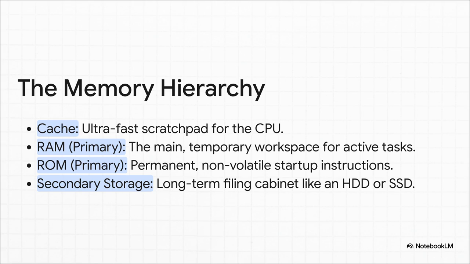The easiest way to get this is to picture a workshop. That huge filing cabinet in the corner where you keep everything long-term, that's your secondary storage, your hard drive or SSD. When you need to work on something, you pull it out and put it on your main workbench. That's your RAM. The basic instructions for just turning the lights on in the workshop, that's built-in permanent ROM. And that tiny little tray right next to your hand holding the exact screw you need this very second, that's cache memory. Super fast, but very small.